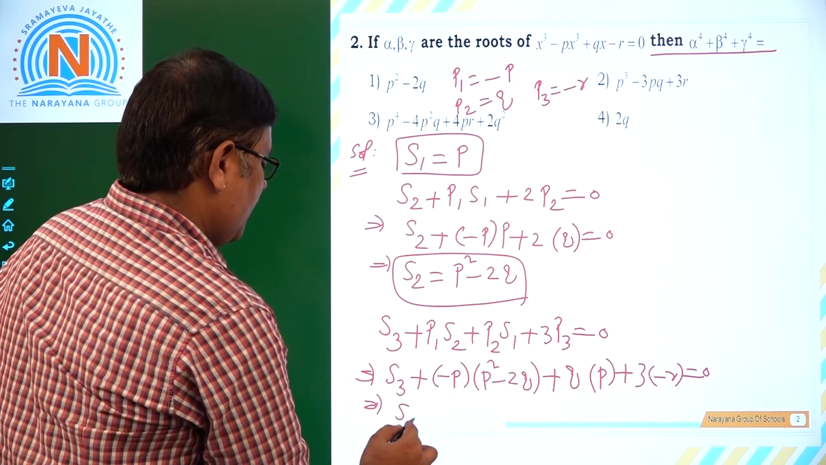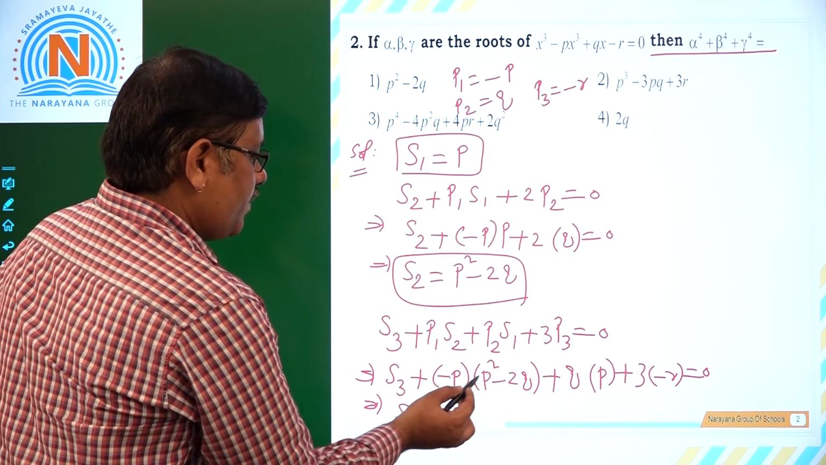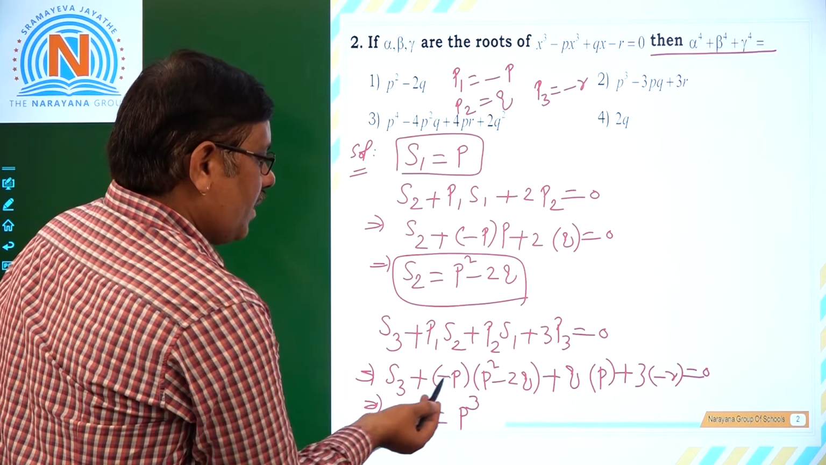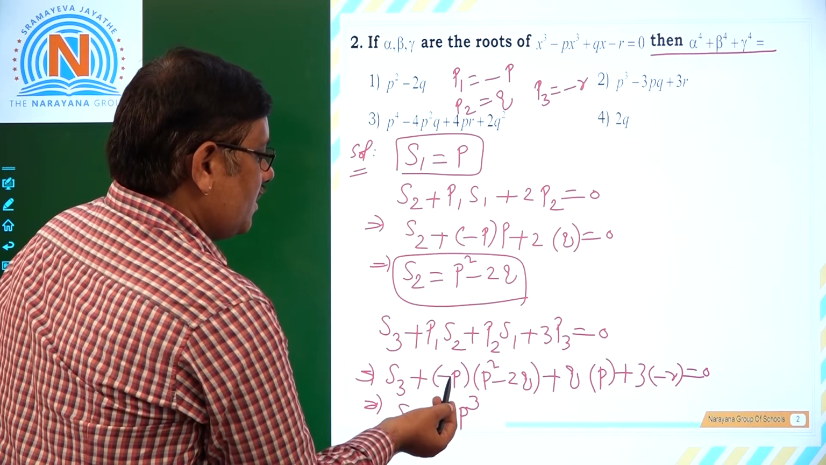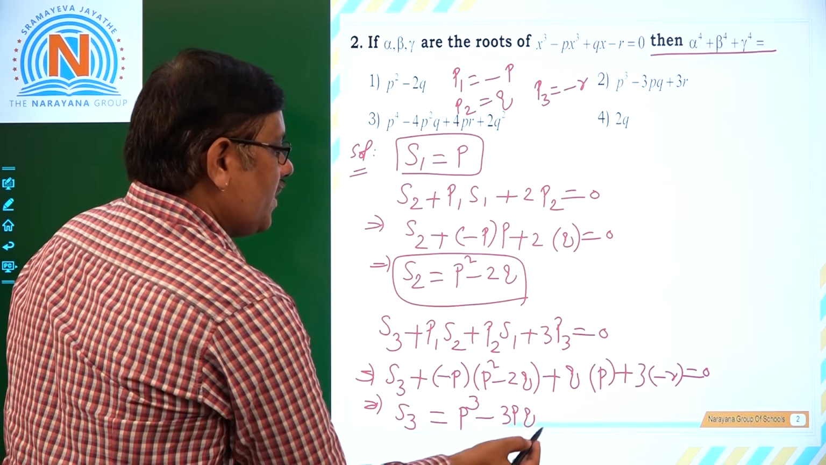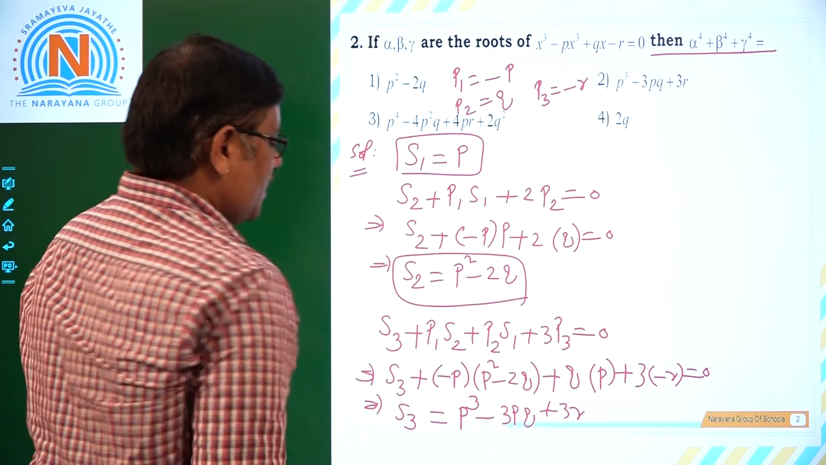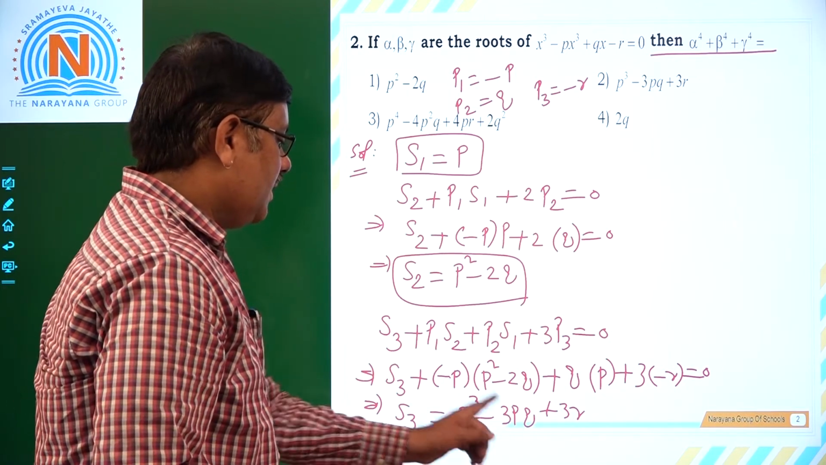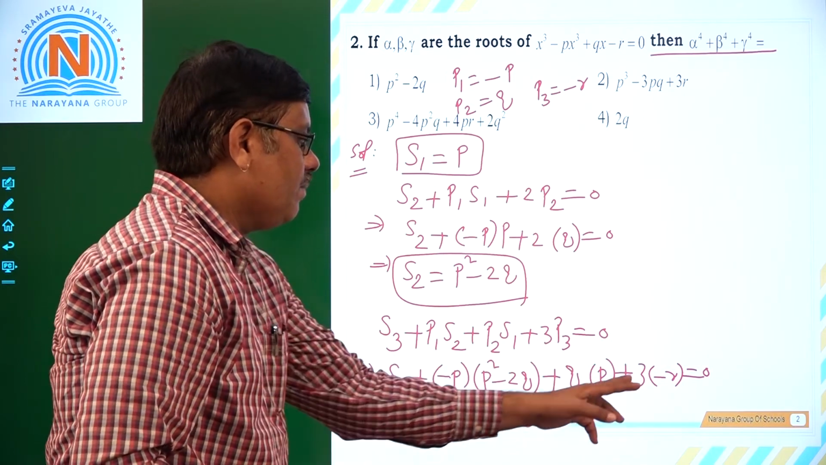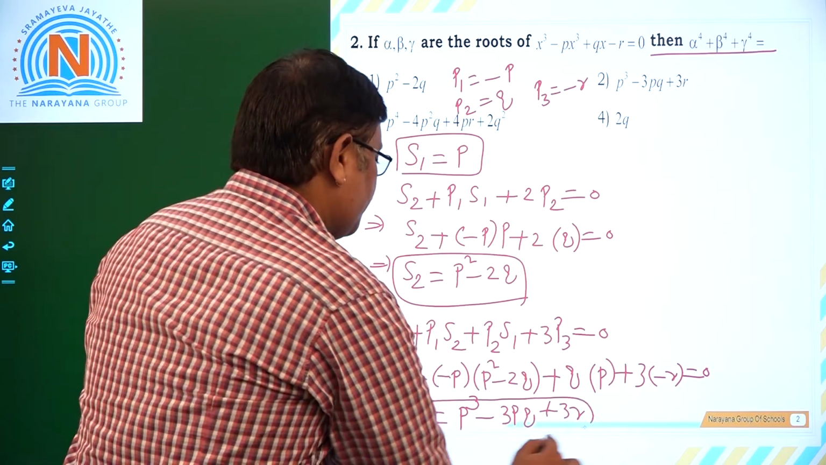It implies S3 is equal to minus P square, this is PQ. As it is minus PQ, it becomes plus PQ. Here we have plus 2PQ plus PQ, that is 2 plus 1, that is 3PQ. But it is sent to the other side, so it is minus 3PQ. Next here we have minus 3R, we are sending it to the other side, so it will be plus 3R. This is the value of S3.